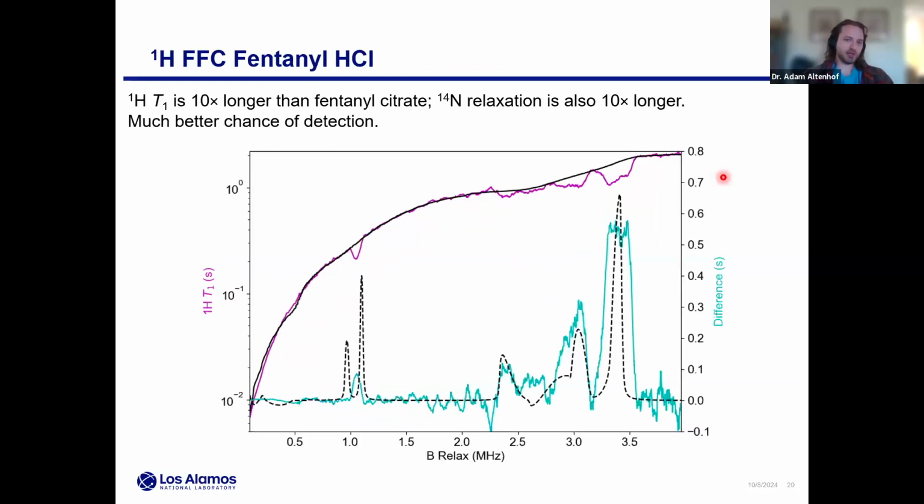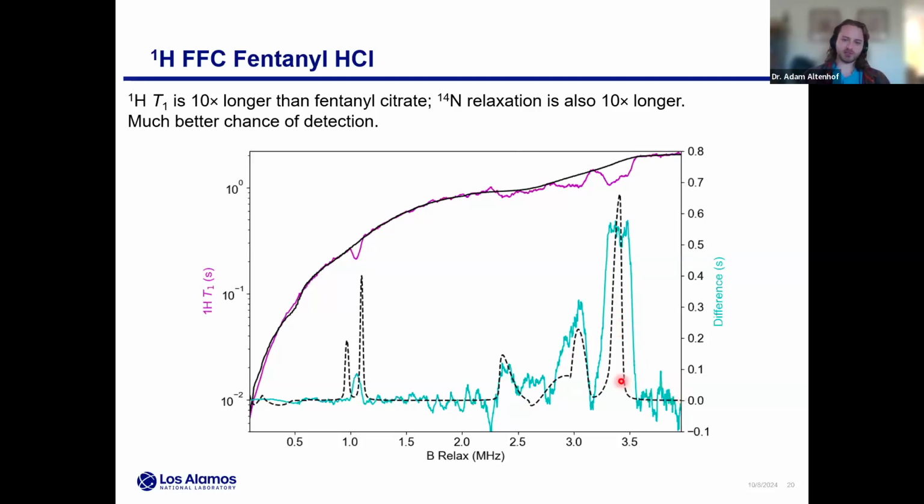So now looking at the present material, this fentanyl HCl, again showing the proton T1, in this case below 0.5 megahertz up to about 4 megahertz. So we can identify several features readily. At about 1 megahertz, this is likely the piperidine nitrogen. At 2.5, this is likely the chlorine 35. And these two bands are likely coming from the aniline nitrogen.